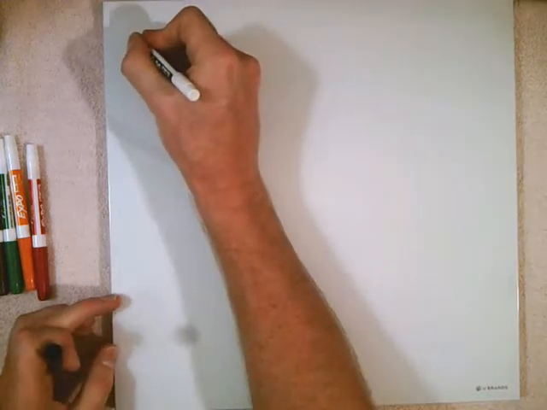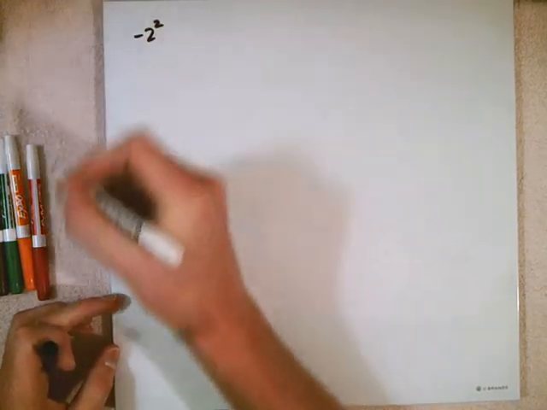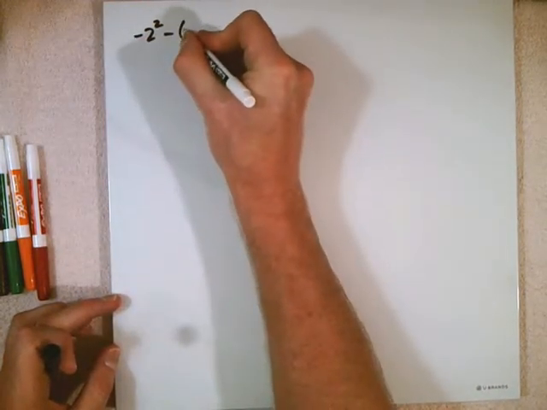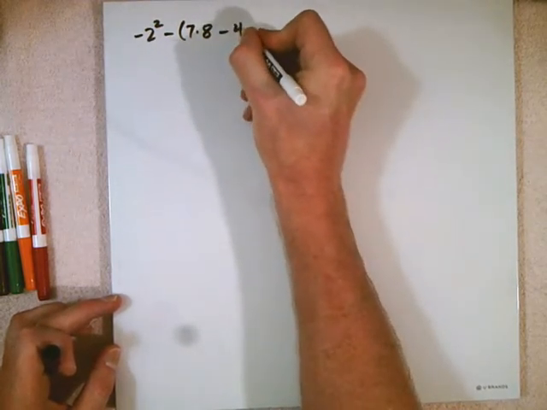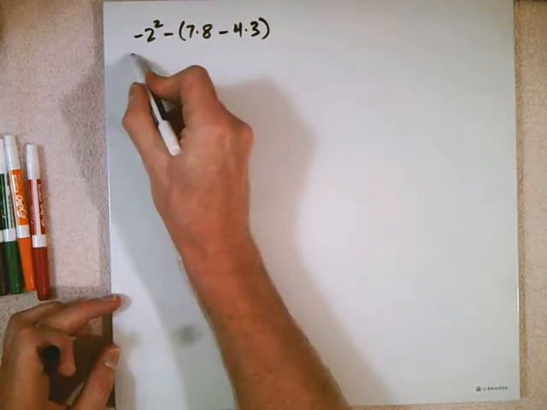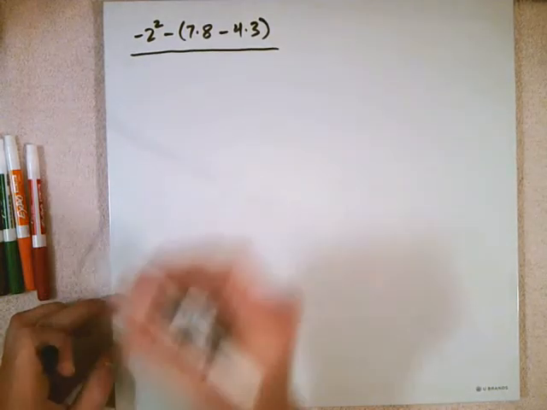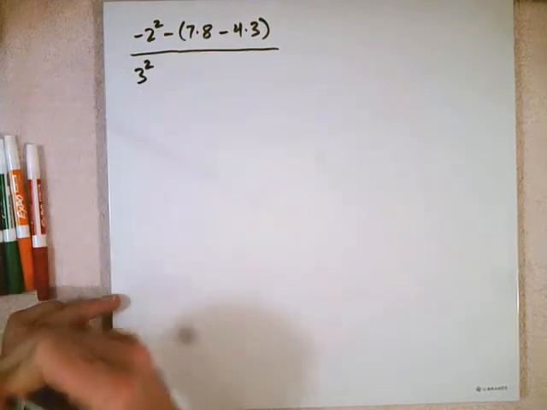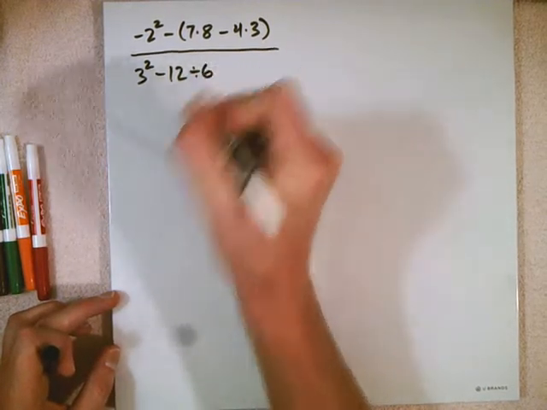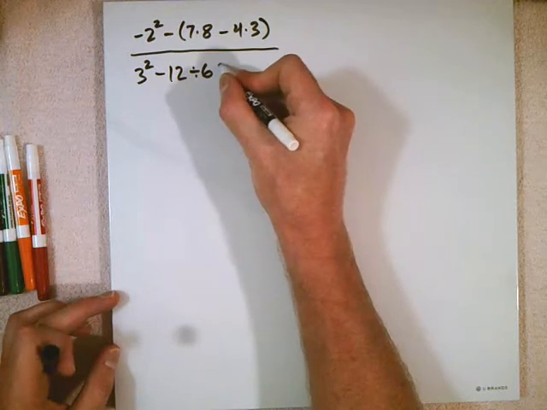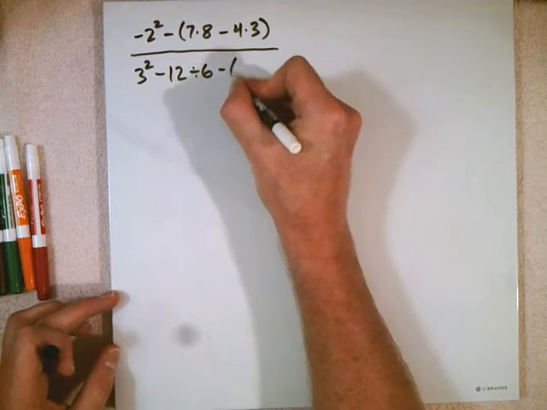We got a negative 2 squared minus 7 times 8. There's some parentheses there. And minus 4 times 3 there. All right, all over. And then we got 3 squared minus 12 divided by 6. And then that's going to be a minus a negative 5 squared. Okay, so there's the problem.